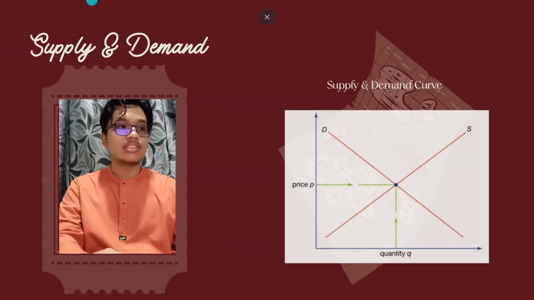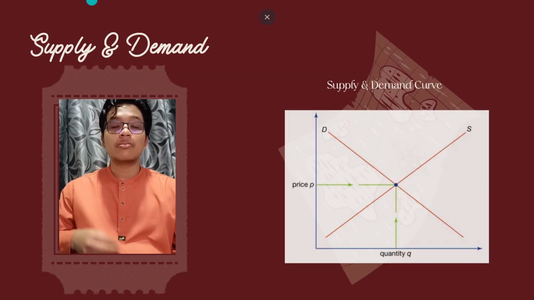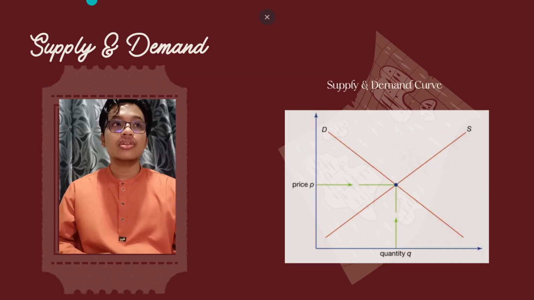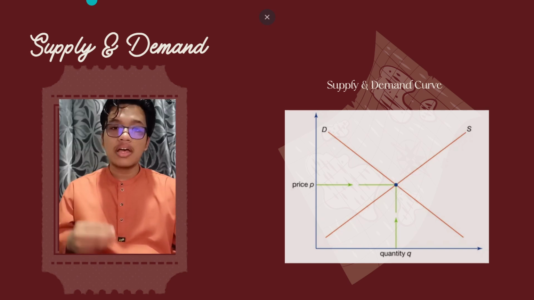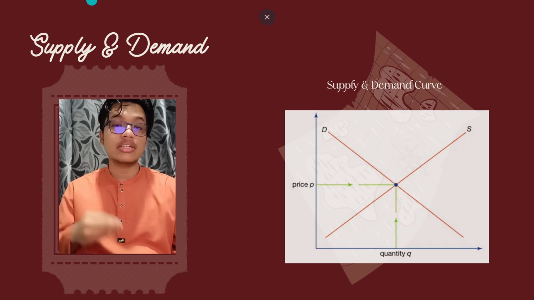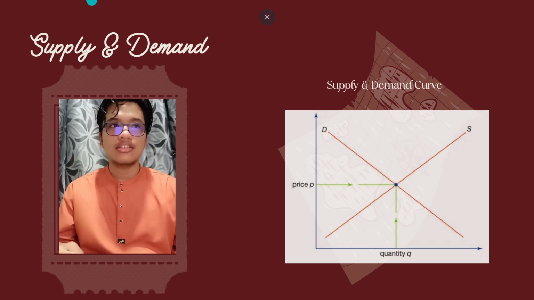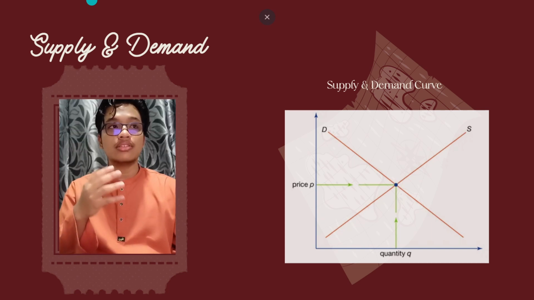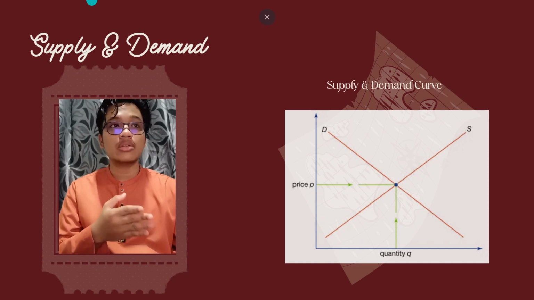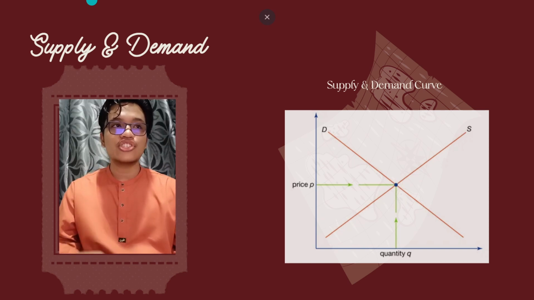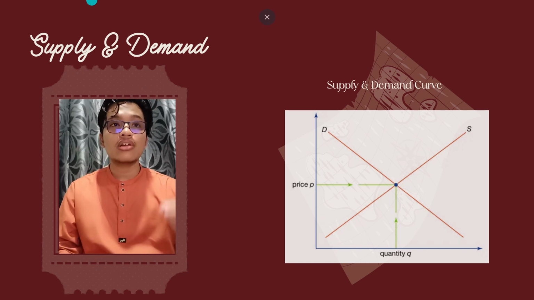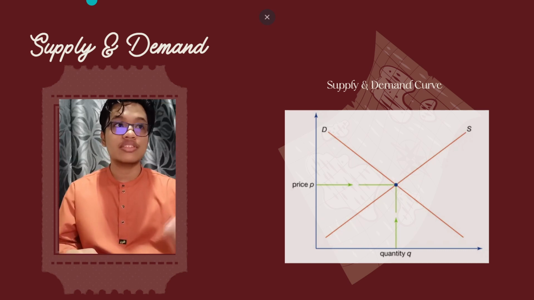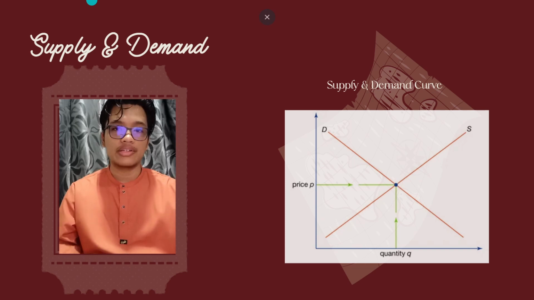So, as we can see here, this is the supply and demand curve. In the curve, if the price increases, the supply will also increase, but the demand will decrease. So, these are the two curves between the demand and supply, and there will be an intersection between both equations, and we will call it the equilibrium. This is the equilibrium, the middle point.